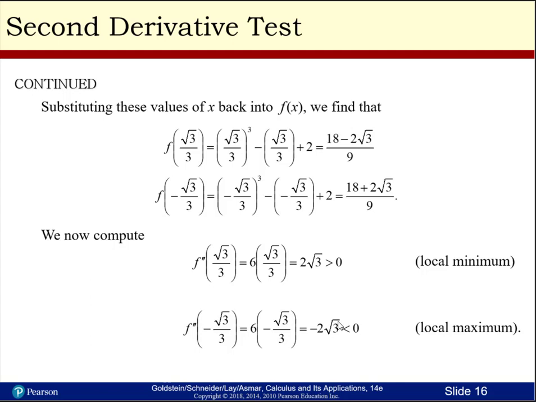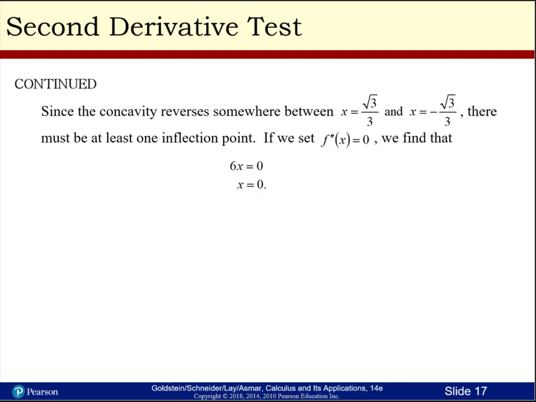For the first one, we find that at the second derivative, the positive value, the square root of 3 over 3, is greater than 0, so we have a local minimum. If we plug in the negative square root of 3 over 3 into our second derivative, it will be negative, meaning that we have a local maximum. Since the concavity reverses somewhere between the square root of 3 over 3 and the negative square root of 3 over 3, there must be at least one inflection point.